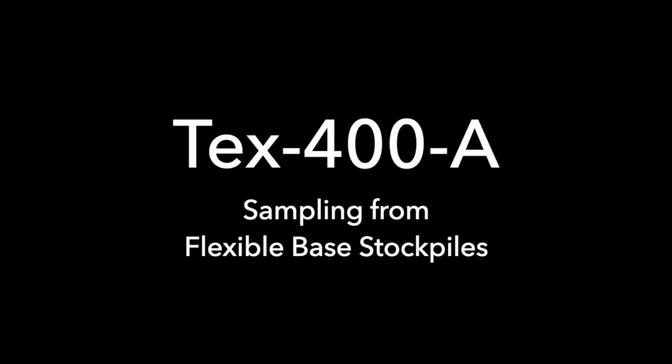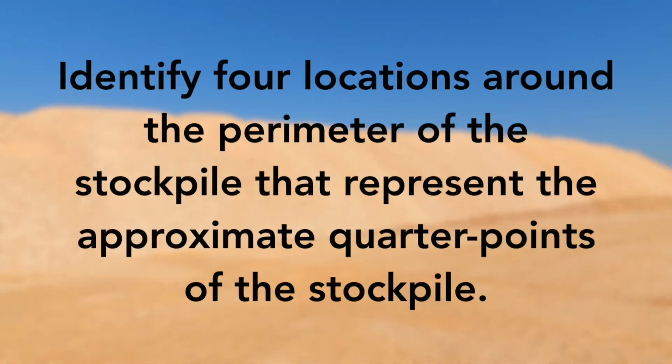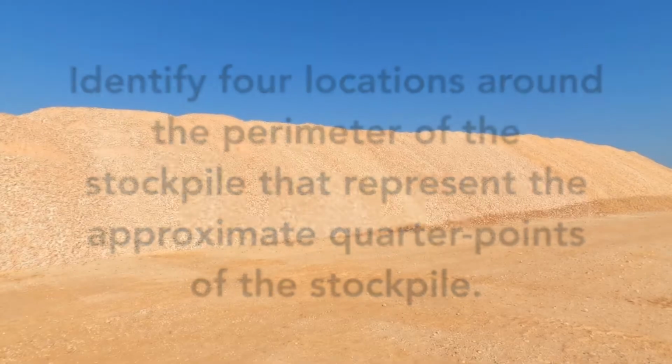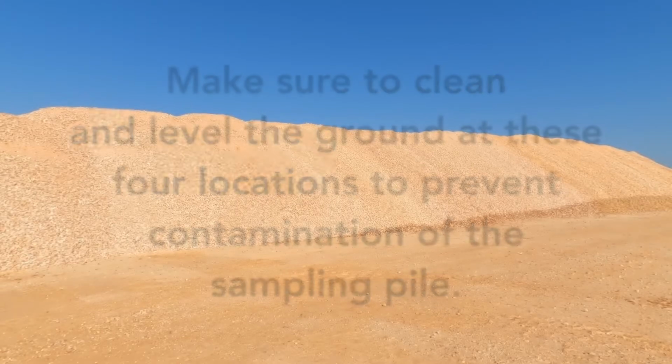Tex-400-A, sampling from flexible base stockpiles. Identify 4 locations around the perimeter of the stockpile that represent the approximate quarter points of the stockpile. Make sure to clean and level the ground at these 4 locations to prevent contamination of the sampling pile.